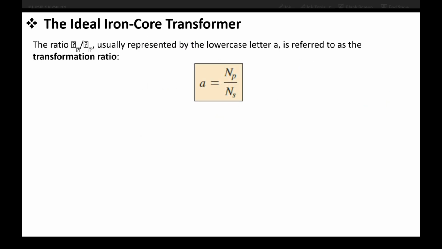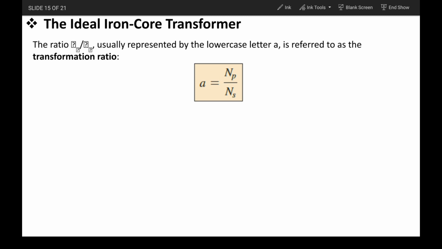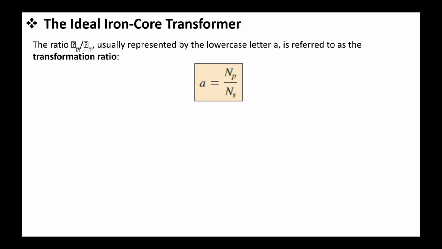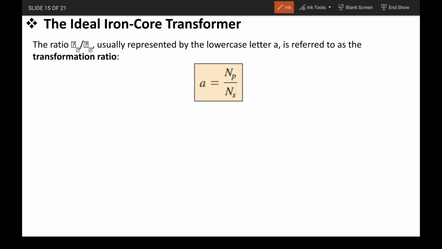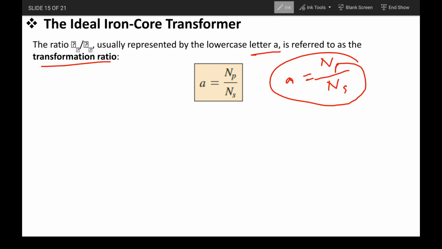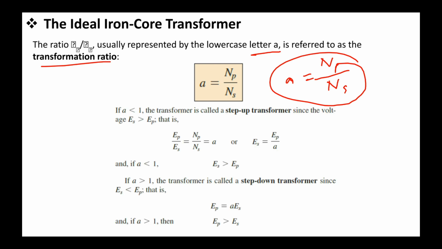Now, turns ratio. The turns ratio refers to NP over NS, that means the ratio of the turns is called the transformer ratio. It is sometimes referred to as lowercase a. So we can say the turns of primary to turns of secondary is called the transformer ratio, and we will incorporate this ratio in our other equations as well.